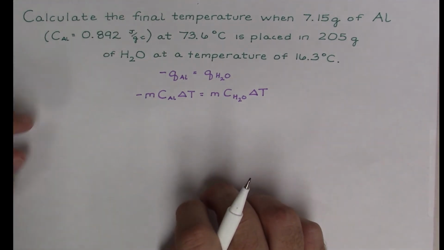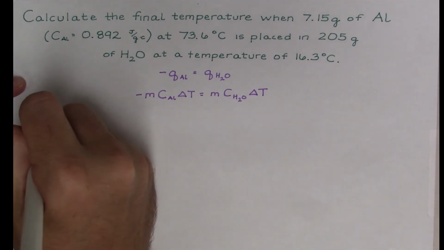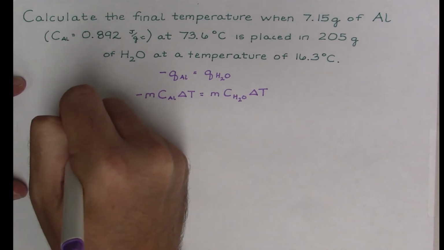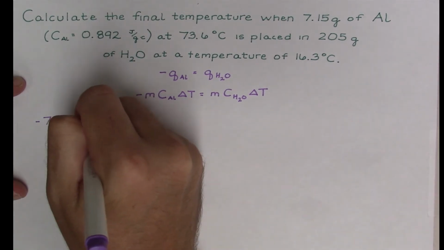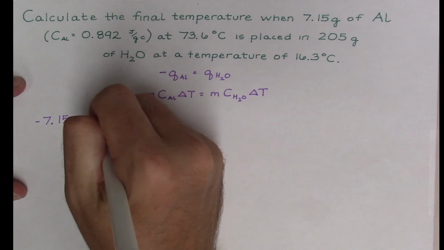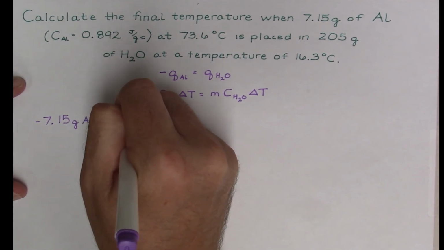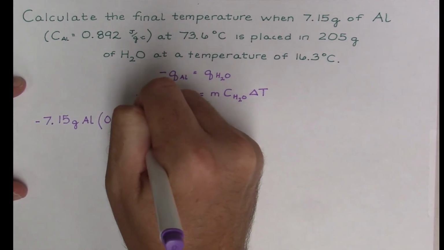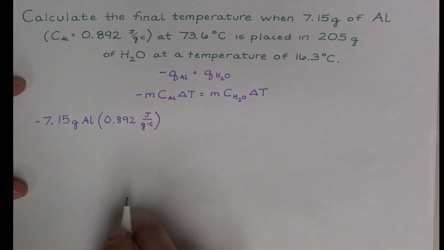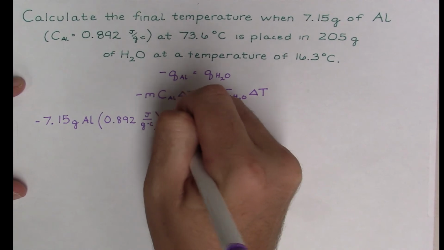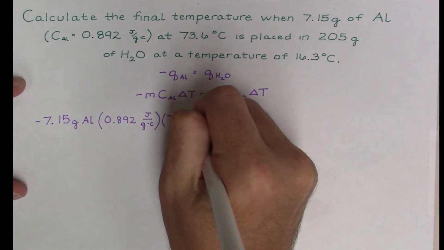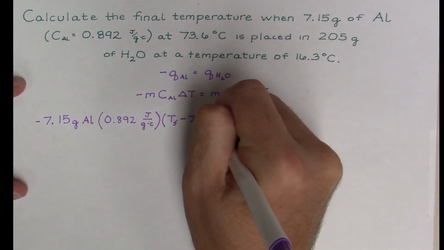So now what we can do is put in all the information that we've received from our problem. We have negative mass of our aluminum, so that would be 7.15 grams of aluminum, times the specific heat of aluminum, which is given in the problem. So that would be 0.892 joules per gram degree C. But now for our temperature change, we must itemize and distribute out our temperature final, what we're solving for, minus the initial temperature of the aluminum, which in this case is 73.6 degrees C.